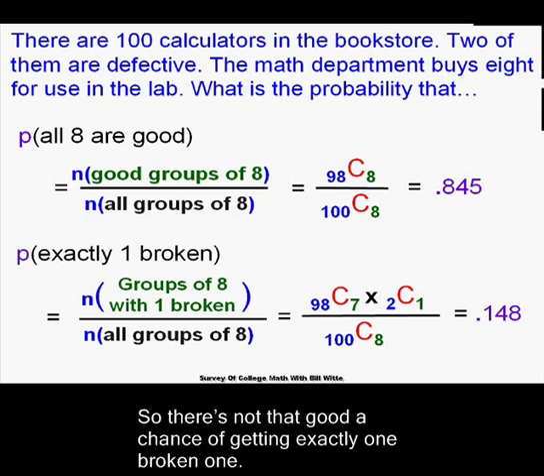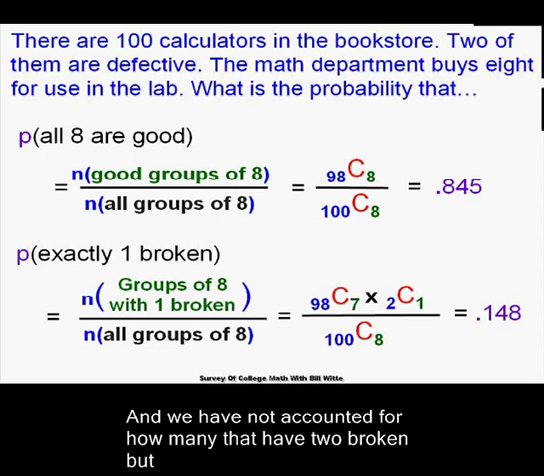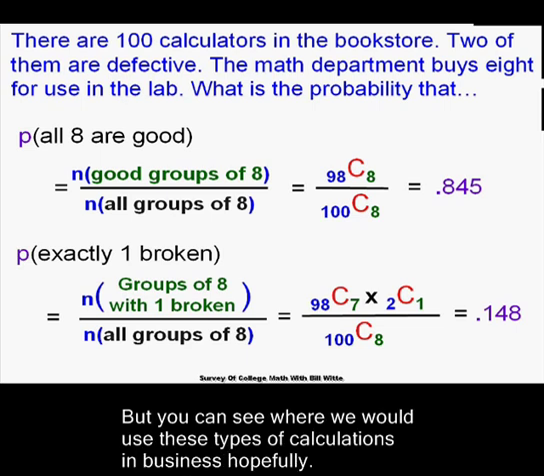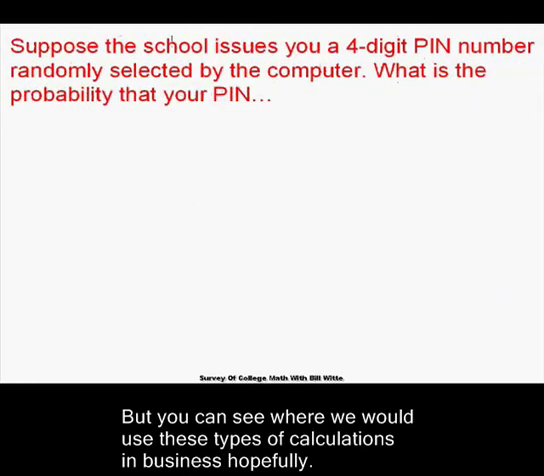So you have not that good a chance of getting exactly 1 broken. And we haven't accounted for how many have 2 broken, probably a lower number also. We're probably in good shape. But you can see where we would use these types of calculations in business, hopefully. Thank you, sir. May I have another?